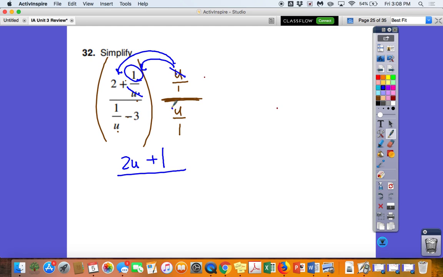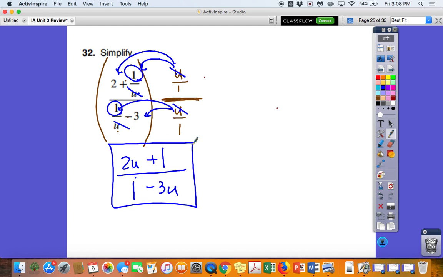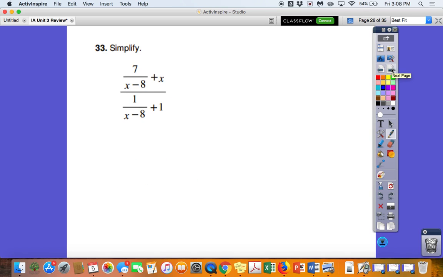So this is u times 1 over u. So top, bottom, they cancel. Okay, so that gives me the top of it is 1. Now I've got to do u times 3. So I do minus 3u. There is nothing to factor, so you cannot reduce. This is your answer.